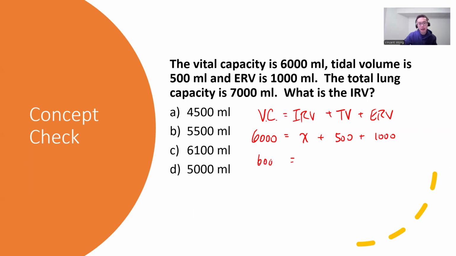So that's 6,000 equals X plus 1,500. To solve for X, you subtract 1,500 from both sides, then you get 4,500. So the answer is A. Okay. The total lung capacity is extra information. It's not needed.